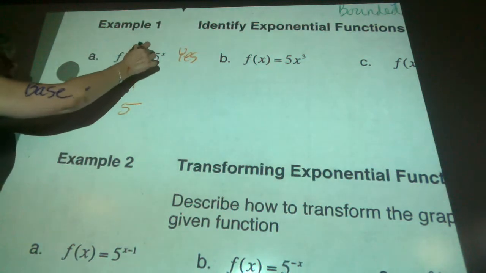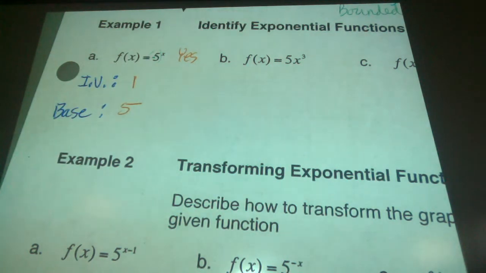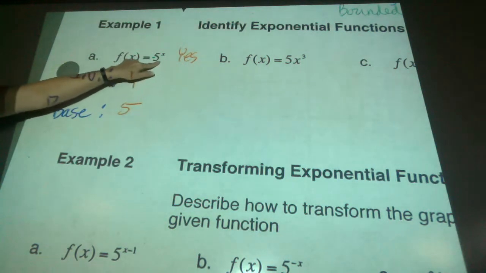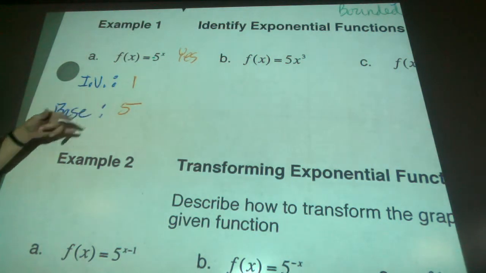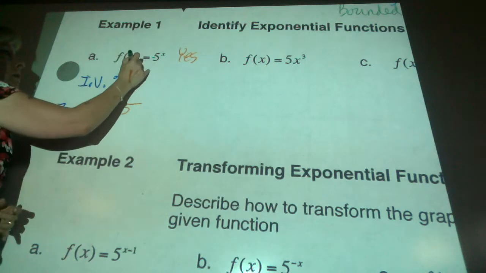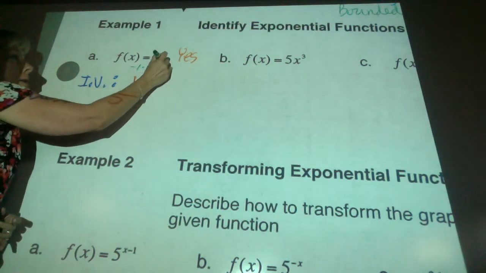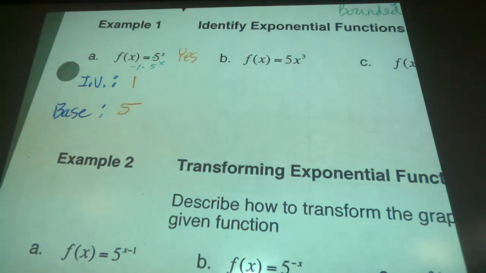Nor will they put parentheses around that, because then it's been changed. It's no longer an exponential function. So that base has to remain positive. So in this case, my base would be positive 5, but the coefficient, if you will, in front of the power being 5 to the x, is really negative 1 times 5 to the x, but you would never write it as negative 1 times 5 to the x. So your initial value here would end up being negative 1.